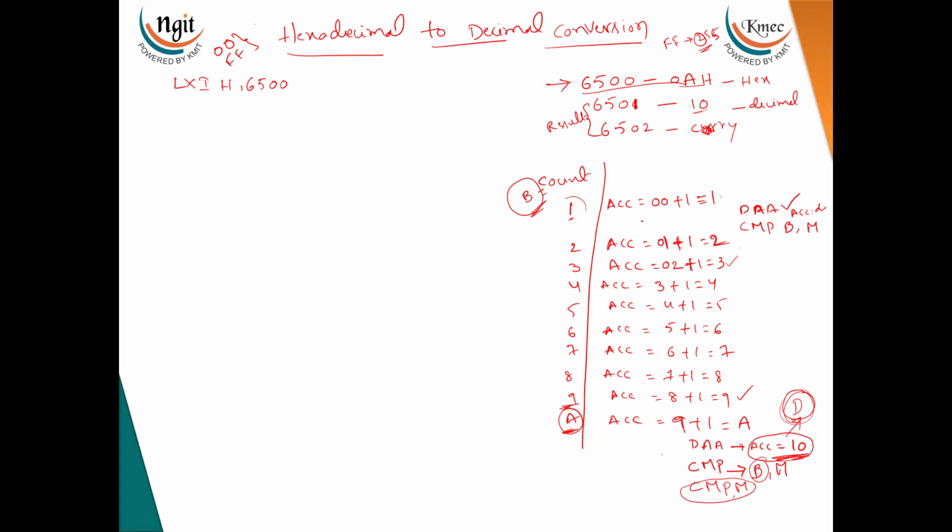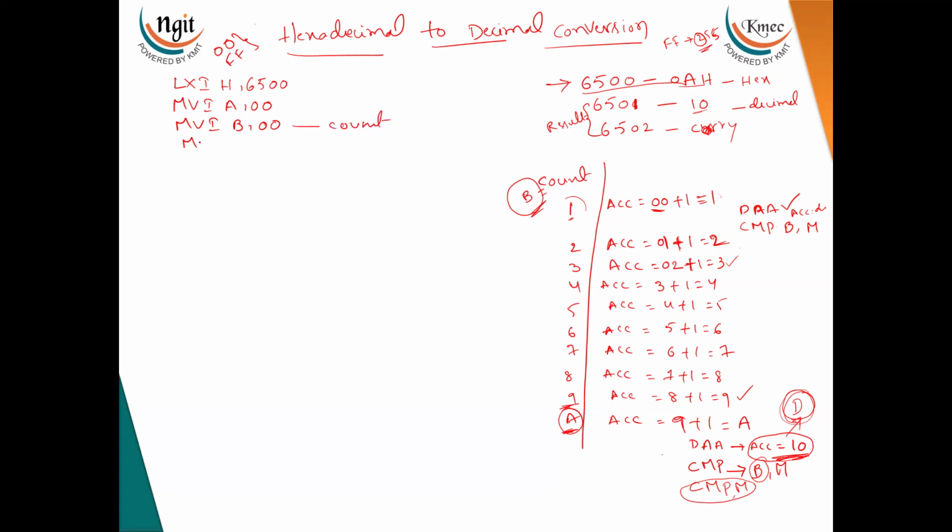Otherwise you could use the load immediate, but that you can't use here. Why? Because initially we have to initialize the accumulator with 00, so you have to use this only. Now I'm initializing the accumulator with 00 to do the addition, and I'm initializing B to 00 for the counting purpose. This is for the count.